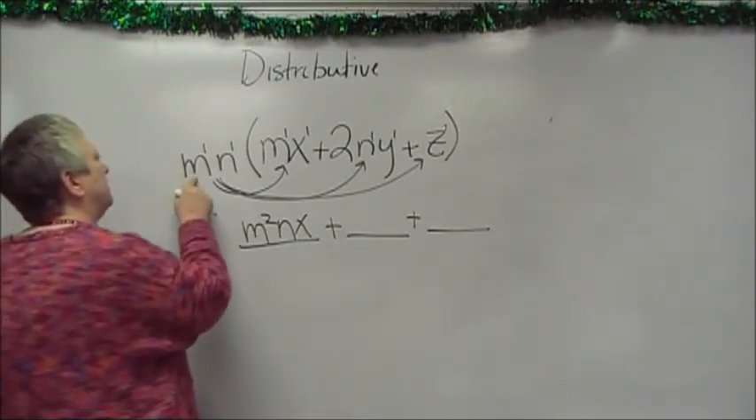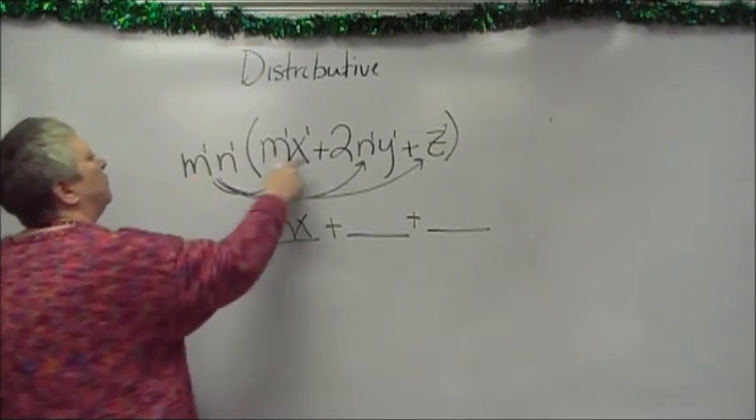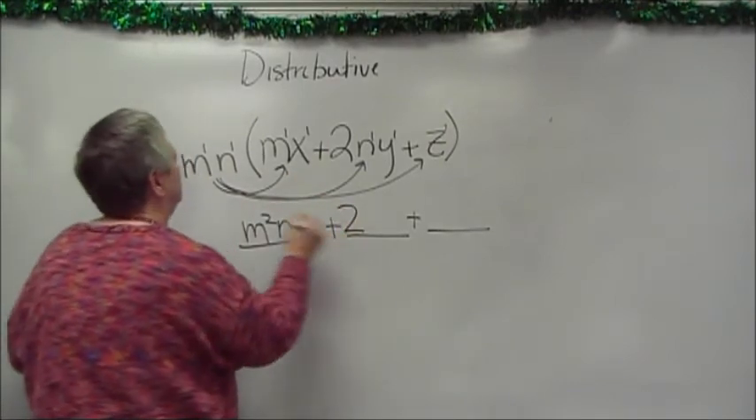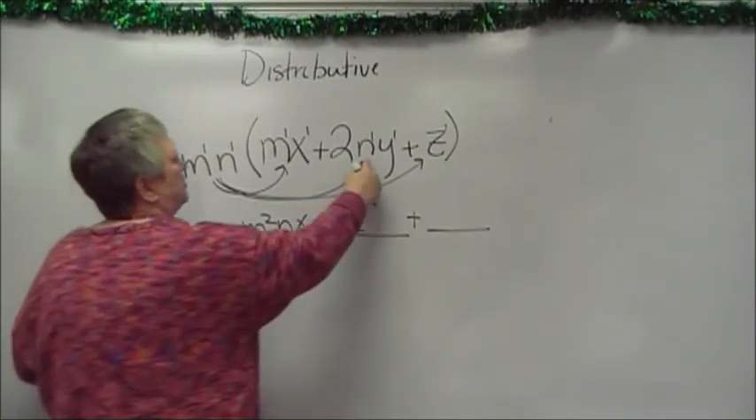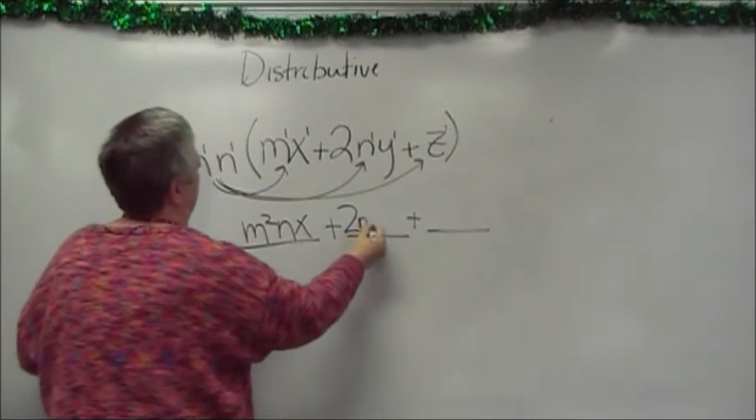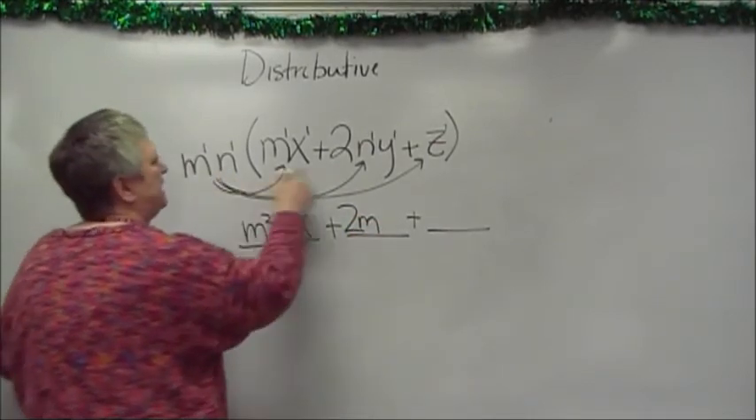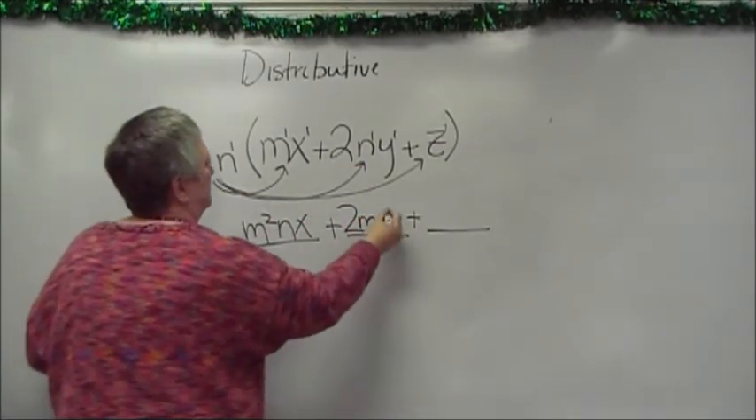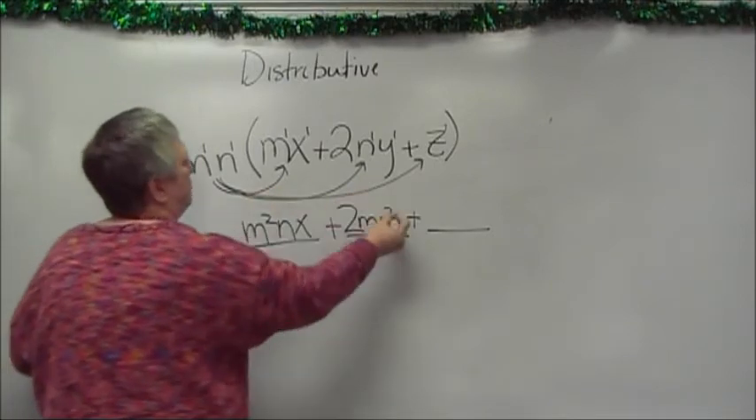Now you're going to take it times here. We have a 2, so we start with the 2. M times ny, we just have the m. N times n is n squared. And then we do have a y left.